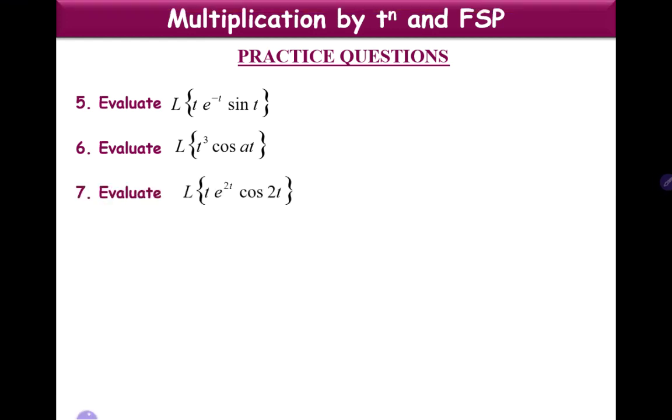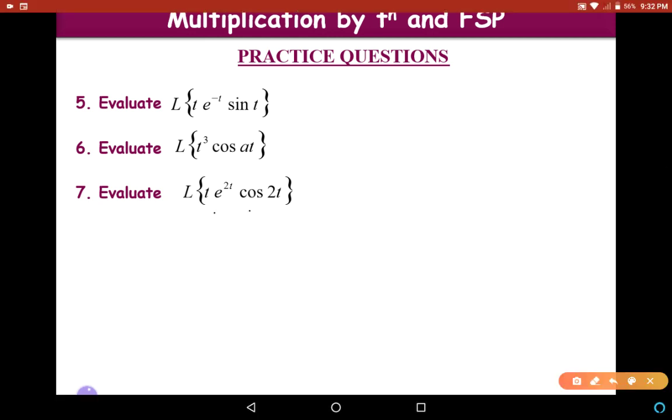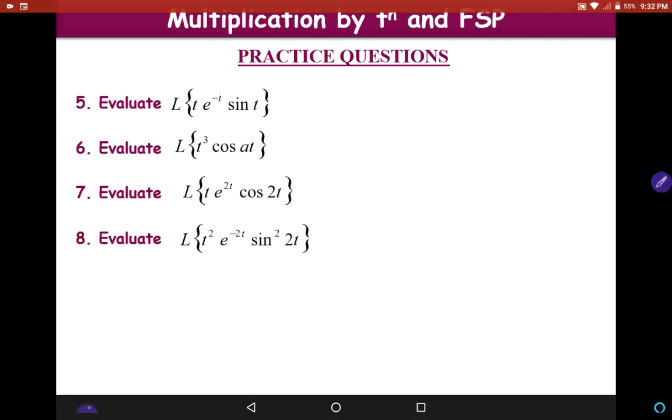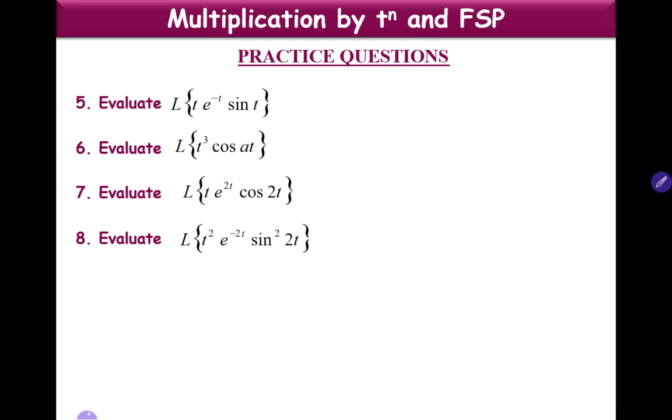Next one is evaluate t into e power 2t into cos 2t. Here also you need to apply first shift property and then t into f of t. And you can also try this. Evaluate t square into e power minus 2t into sin square 2t. Similar to the fourth problem we have discussed here. There we have cos square t. Here we have sin square t. Sin square 2t can be written as 1 minus cos 4t by 2.